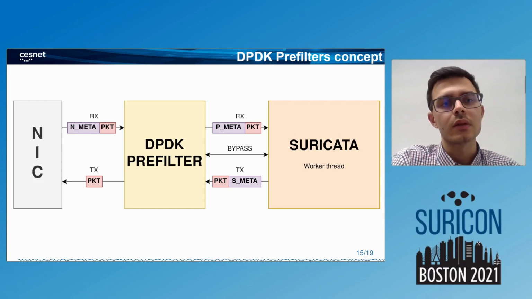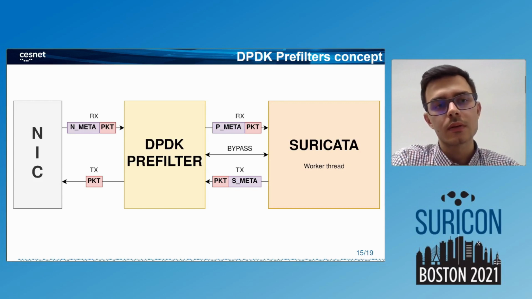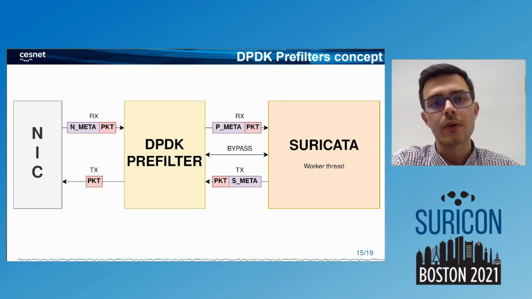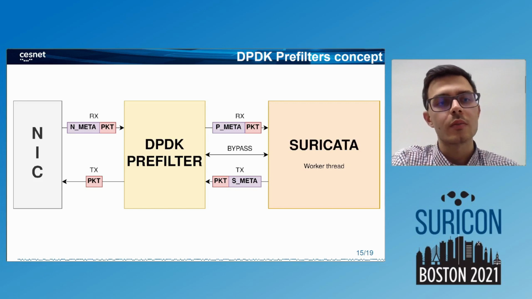Then with the advanced pre-filtering, if the classifier or the machine learning model in the DPDK prefilter is good enough, then it can directly make the decision instead of Suricata, and therefore it doesn't need to send those packets to Suricata, but the decision can be made directly in the prefilter.